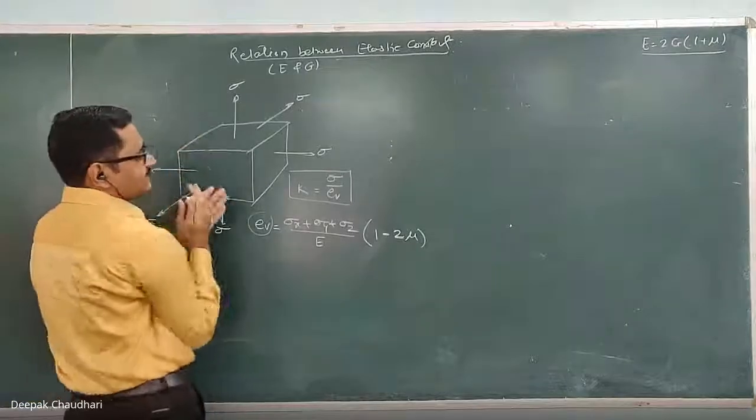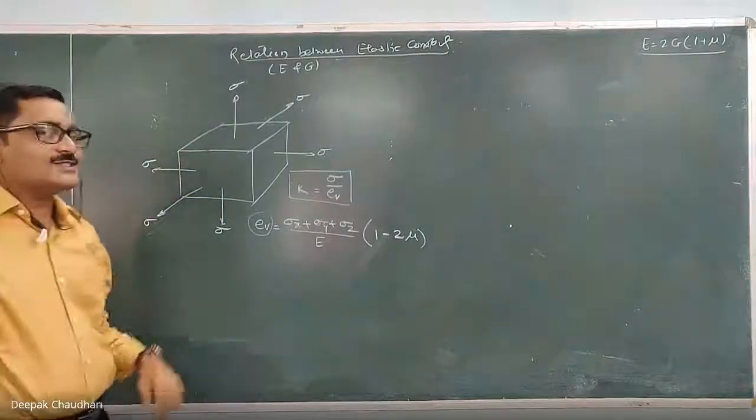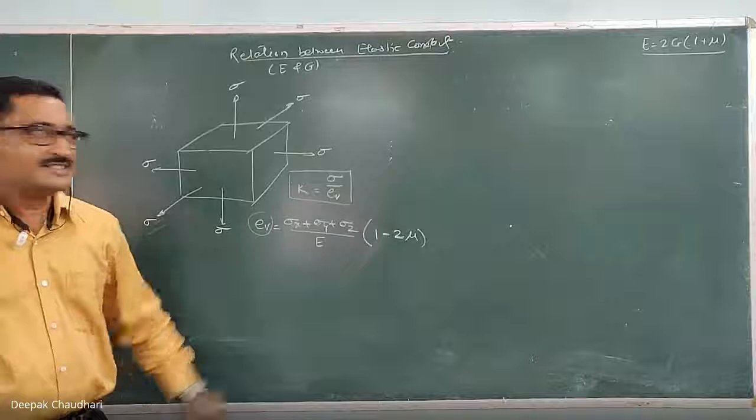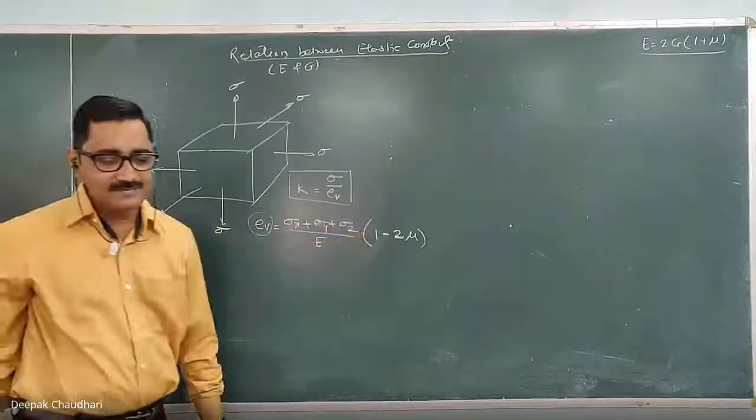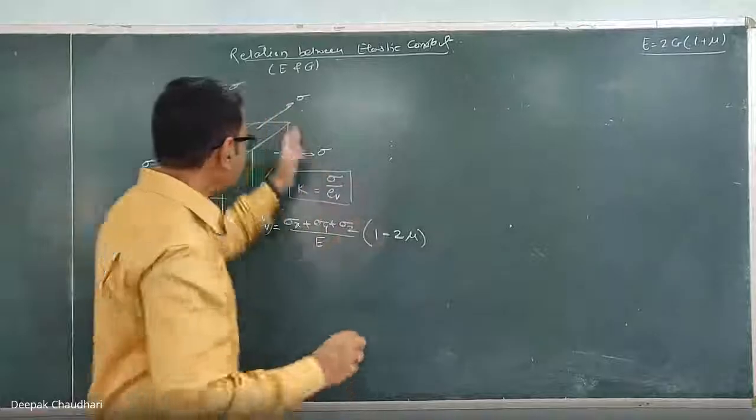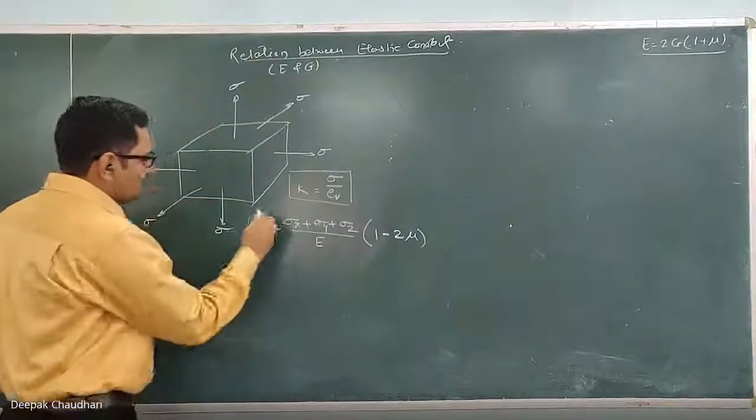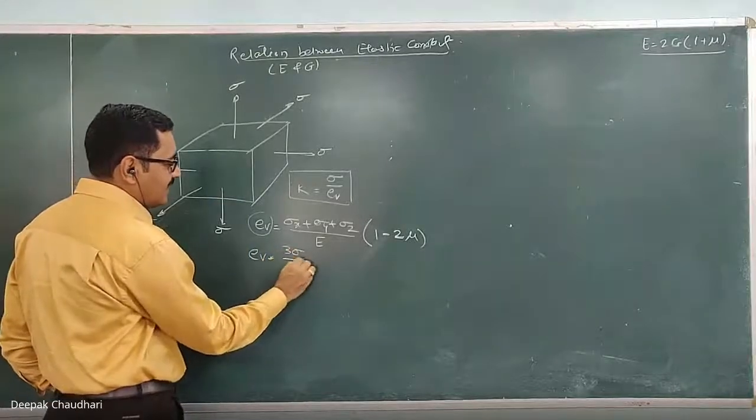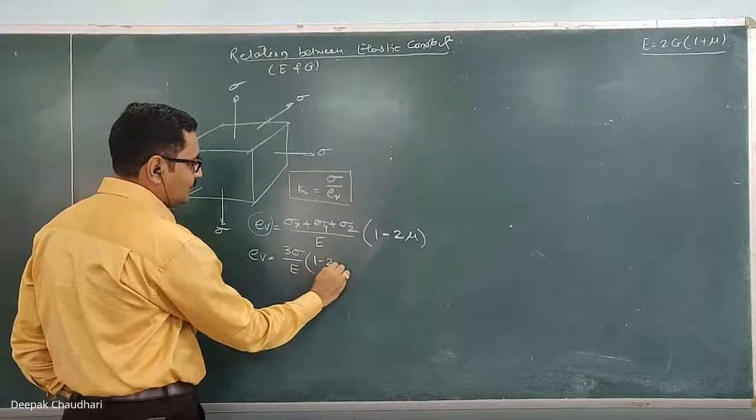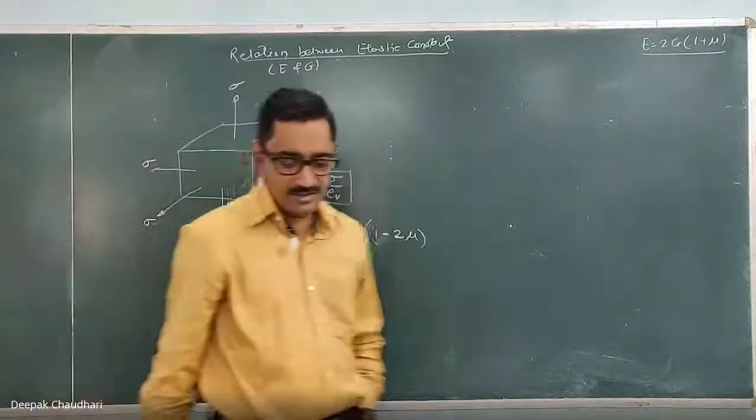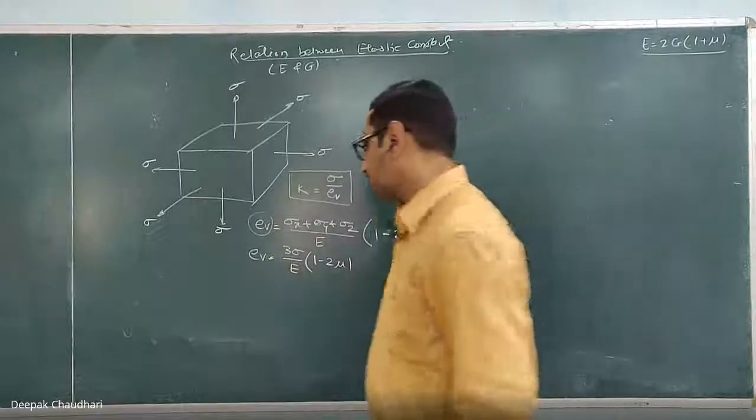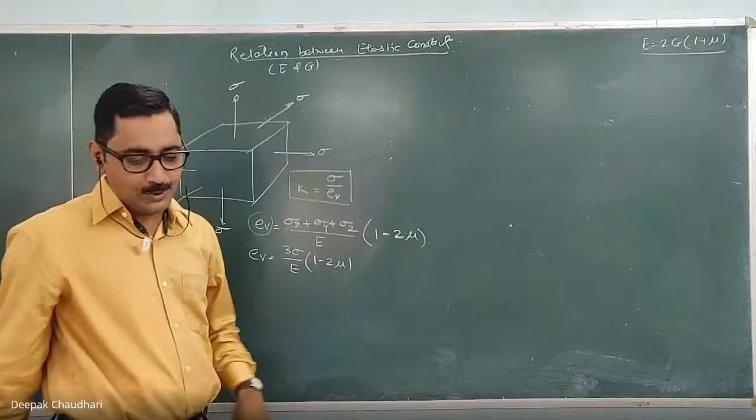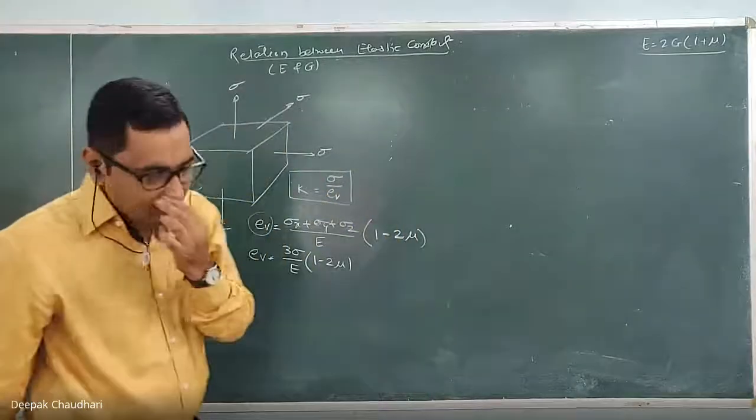Now if you consider this, here this object is also subjected to the triaxial loading. But in all the three directions the stresses are equal. Sigma x equal to sigma y equal to sigma z, which is equal to sigma. So here I can write this volumetric strain: if I apply here, then this is 3 times sigma upon E into 1 minus 2 mu. Can I write like this? Okay. It is 3 sigma upon E into 1 minus 2 mu. This is one relation for the volumetric strain.